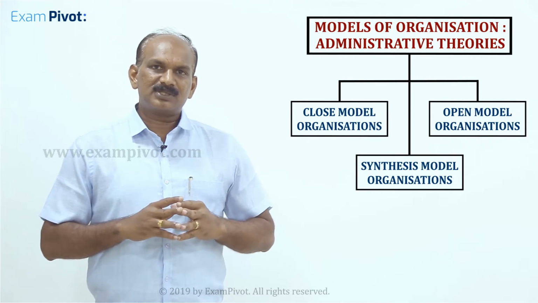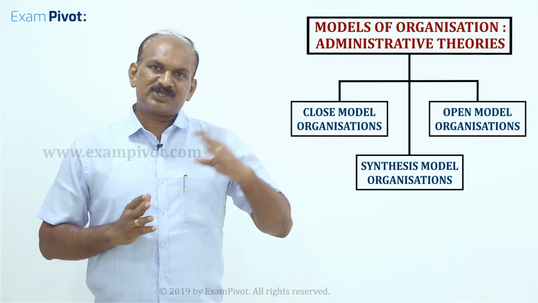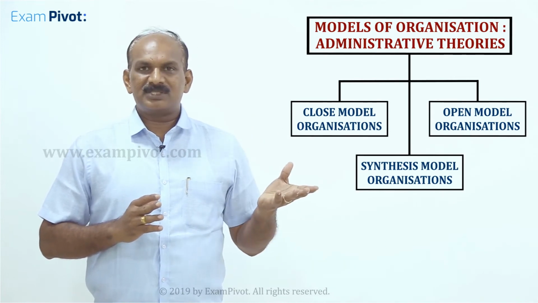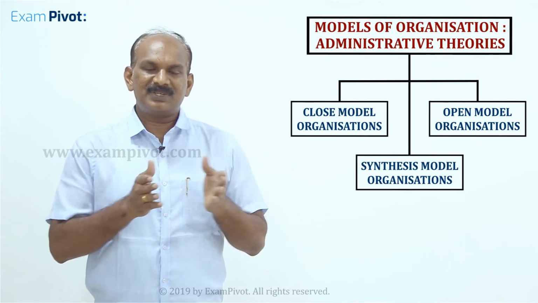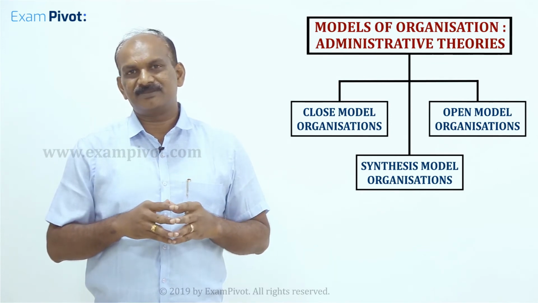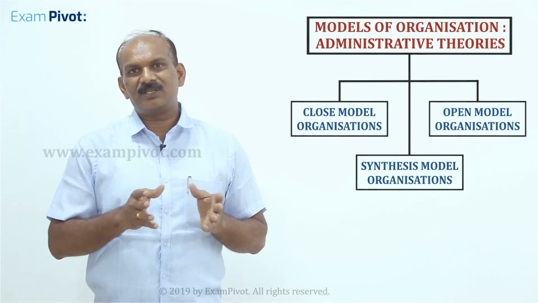three. One is the closed model of organization. At the extreme end you have the open model of organization. In between the two extremes, that is closed and open, we have a synthesis model of organization. The entire range of thinkers of administrative thought and organization can be put under these three models.